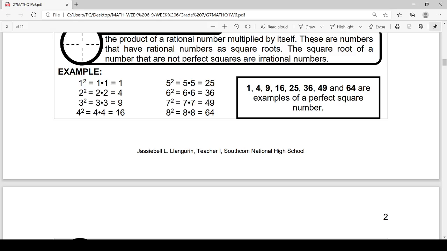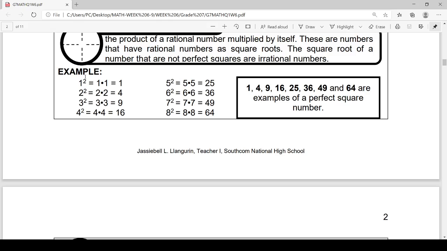Again, a perfect square is the product of a rational number multiplied by itself, and that number has a rational number as its square root. So if the given is a perfect square, therefore the square root is a rational number. If it is not a perfect square, therefore the square root is an irrational number.